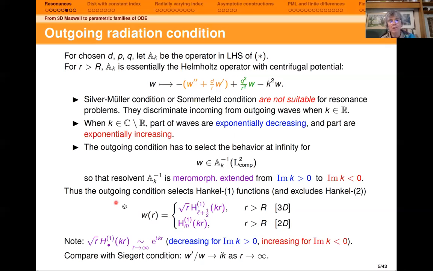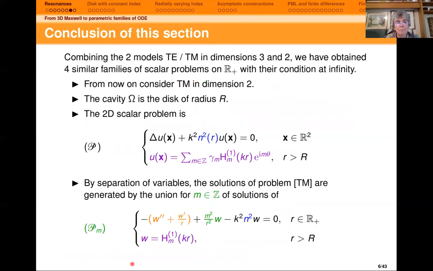This is the reason why for the radiation condition, you have to impose that your solution is proportional to Hankel 1 in 2D, and with 3D it is this function. You find this term in some physics papers, the Sommerfeld condition. It corresponds to the same thing. So now we have our problem completely well posed.